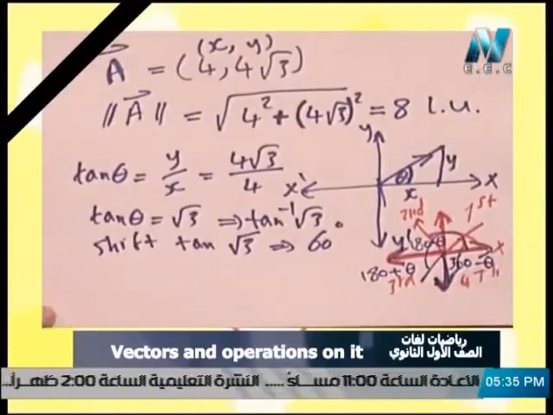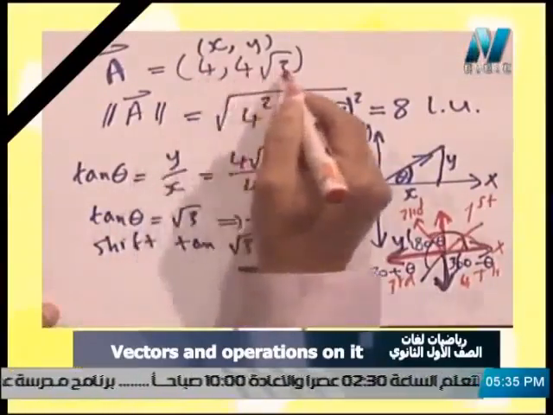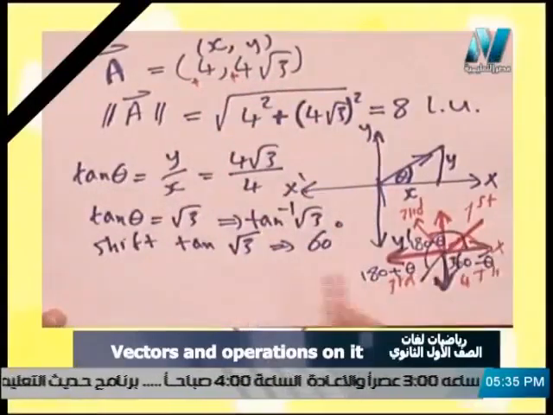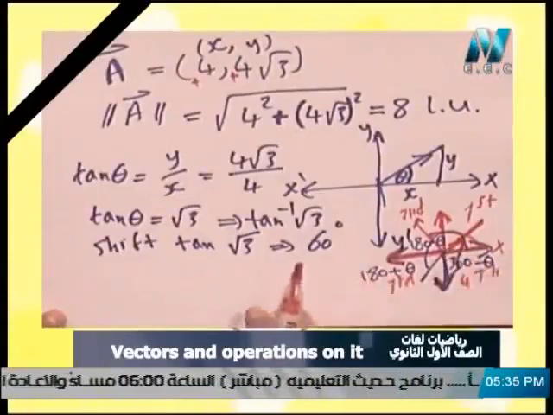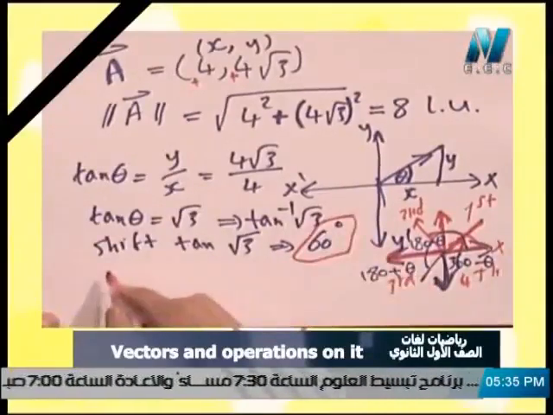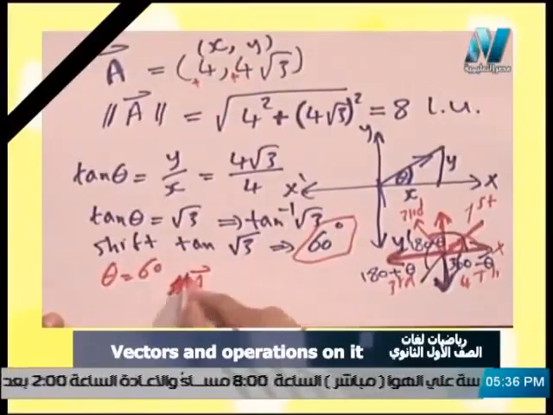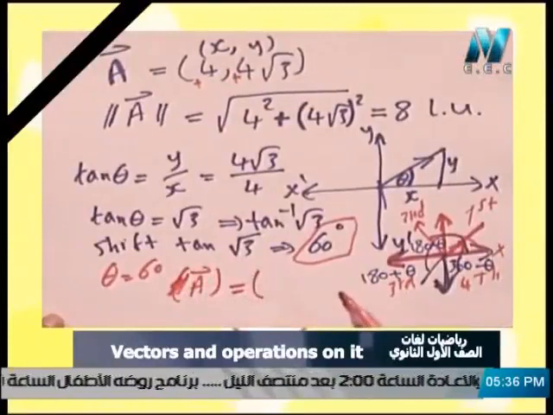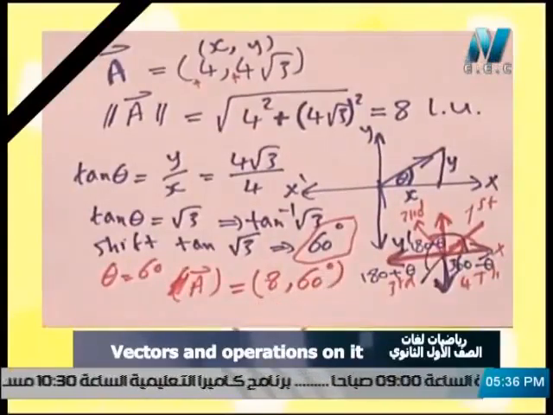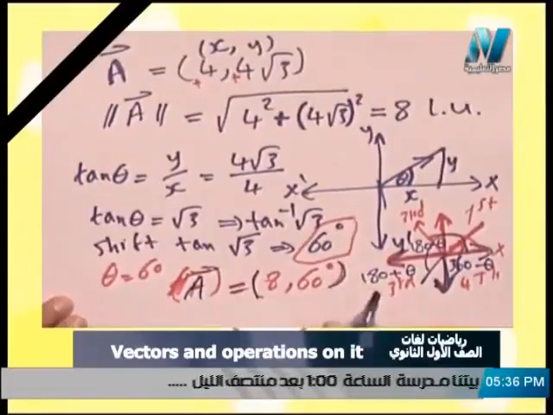So we have here y is positive, 4 root 3, and also x is positive. So the vector completely lies in the first quadrant, and the angle theta lies in the first quadrant here. So as it resulted from the calculator, the angle theta here equals 60. So the vector A, we can express it as the magnitude, which is 8, and the angle, which is 60. So we have here the polar form: the vector A equals 8 and 60 degrees. So this is the polar form.